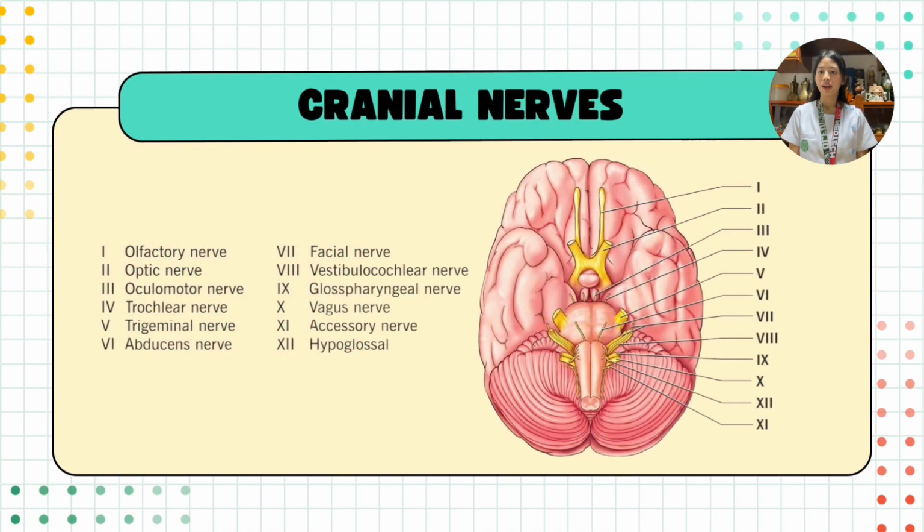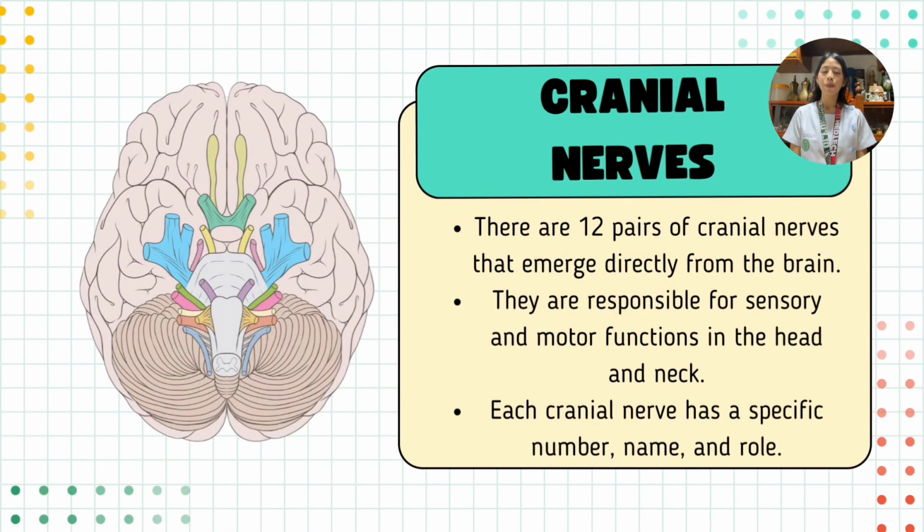Now let's move on to the cranial nerves. There are 12 pairs of cranial nerves that emerge directly from the brain. They are responsible for sensory and motor functions in the head and neck. Each cranial nerve has a specific number, name, and role. There are 12 cranial nerves in total.